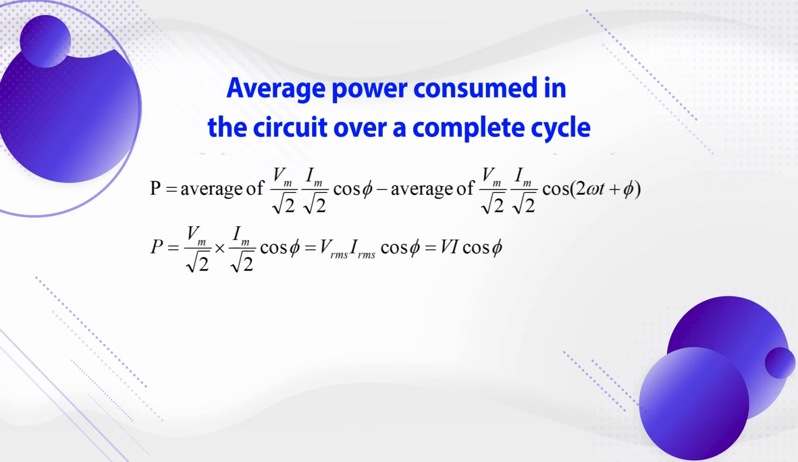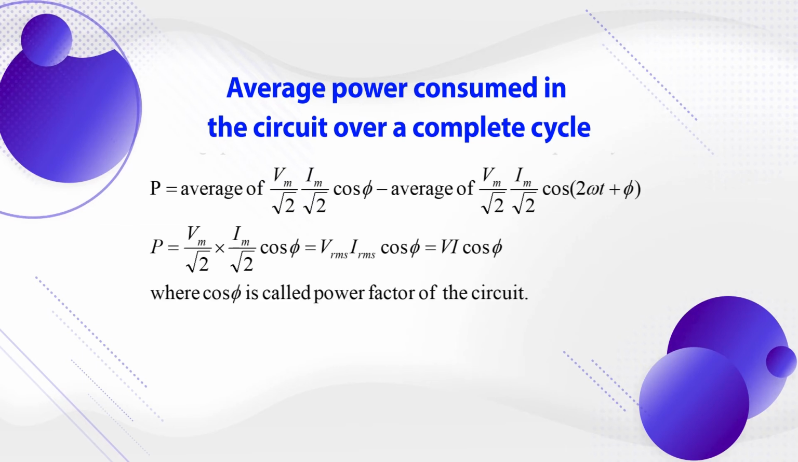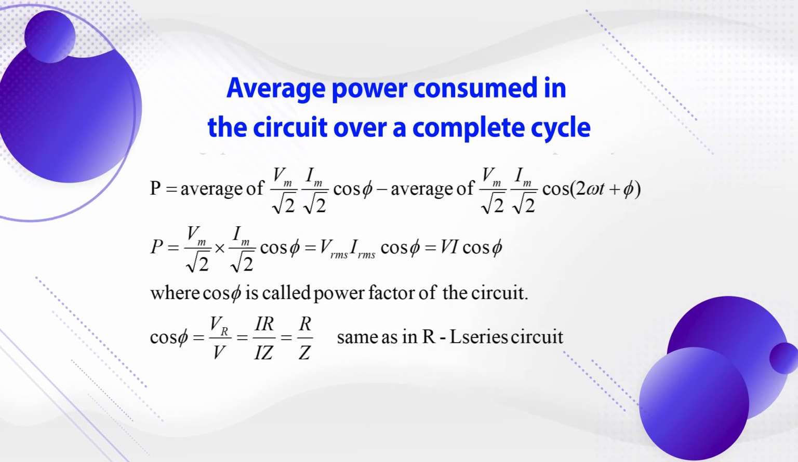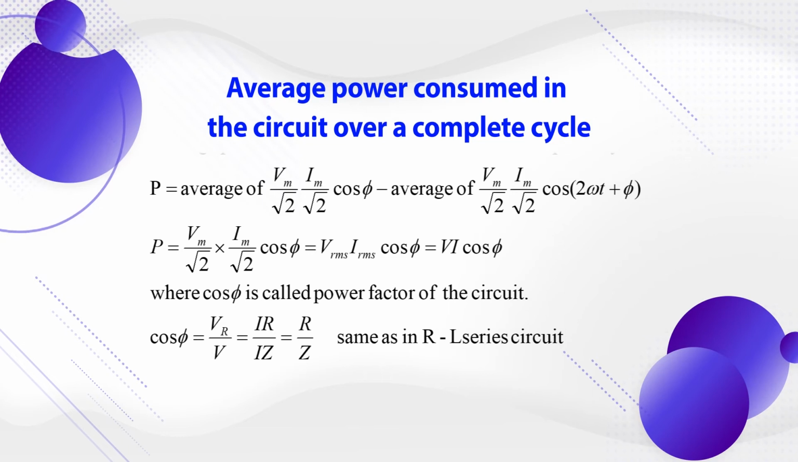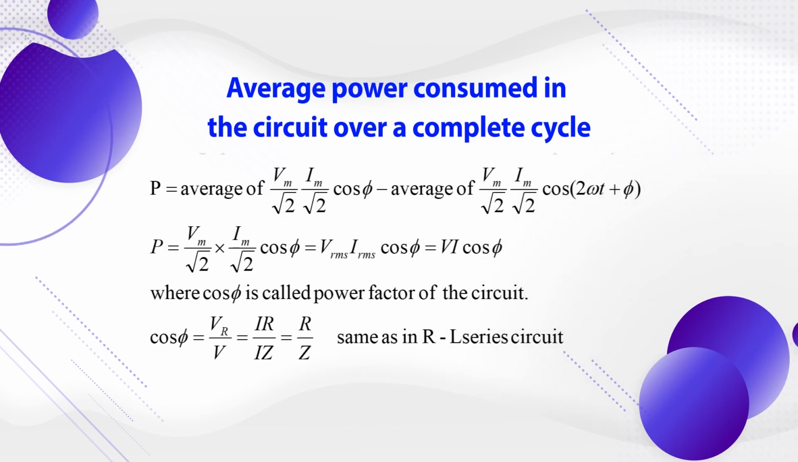Generally it is denoted as capital V into I cos phi, where cos phi is called the power factor of the circuit. So this cos phi can be written as Vr upon V, and Vr can be written as I R, and V can be written as I into Z. So this I will be cancelled out from the numerator and denominator. So cos phi can be written as R upon Z, which is the same as in the case of an RL series circuit.